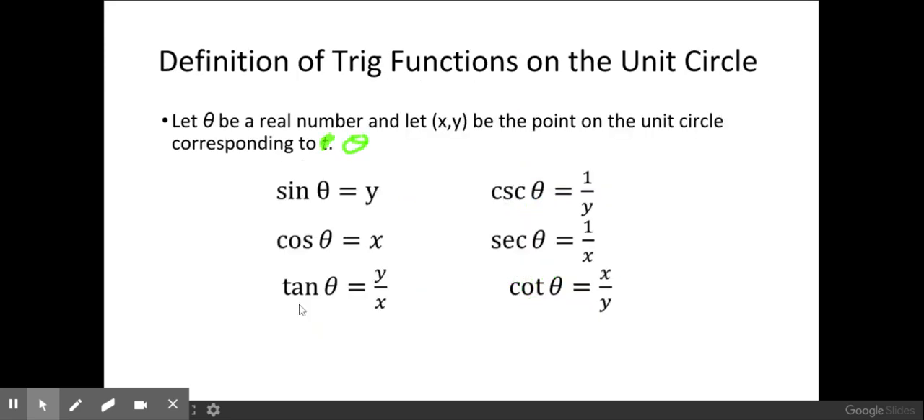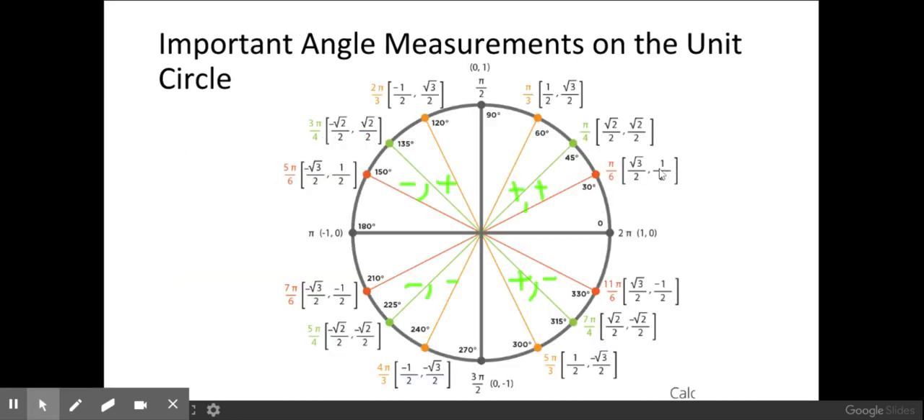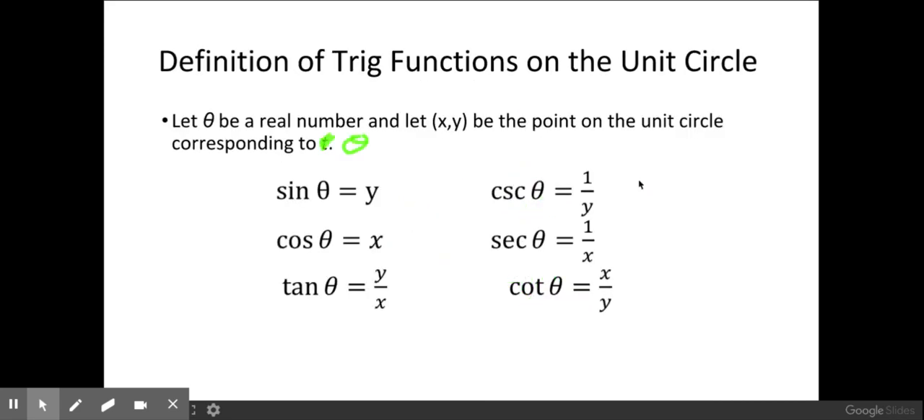And then tangent is always equal to y divided by x. So in this case, it would be 1/2 divided by square root 3/2, and you would have to do keep, change, flip.